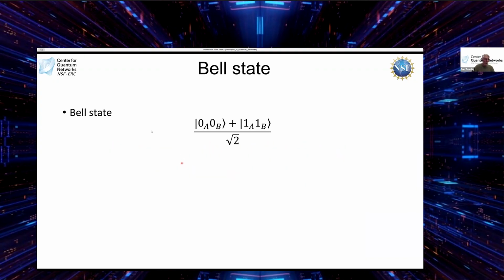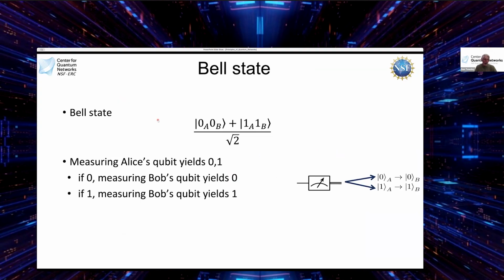Okay, so as I mentioned before, we have this Bell state, which is a superposition of two qubits in the 0 and the 1 state. And as I mentioned a couple of slides ago, we know that when we go to measure one of the qubits, let's say the first one, Alice's qubit, it's going to yield either a 0 or a 1. And we're guaranteed that if it's a 0, then when we measure Bob's qubit, we're going to yield a 0 as well. And likewise, if it's 1, we would yield a 1.